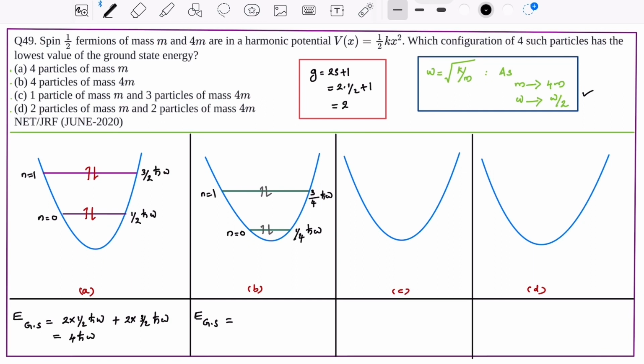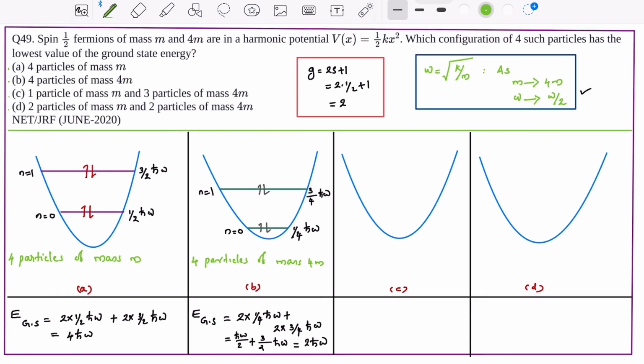So the ground state energy for option B is 2 into 1 by 4 h cross omega plus 2 into 3 by 4 h cross omega, which is nothing but h cross omega by 2 plus 3 by 2 h cross omega, which is equal to 2 h cross omega. So corresponding to option B, when you fill 4 particles of mass 4m in the half kx square potential, the ground state energy will be 2 h cross omega.